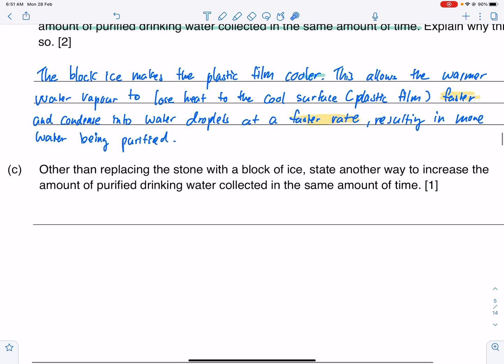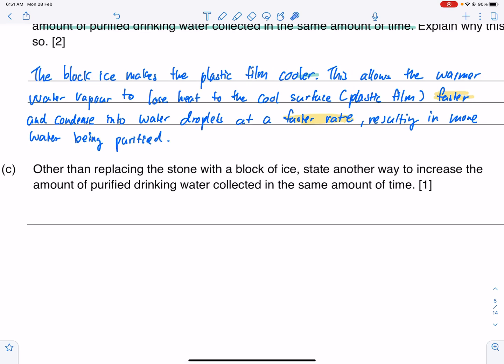Alright, moving on to 8C. Other than replacing the stone with a block of ice, okay, make sure you got that part. State another way to increase the amount of purified drinking water collected in the same amount of time. So basically, when you replace the stone with a block of ice, you are actually trying to increase the rate of condensation.